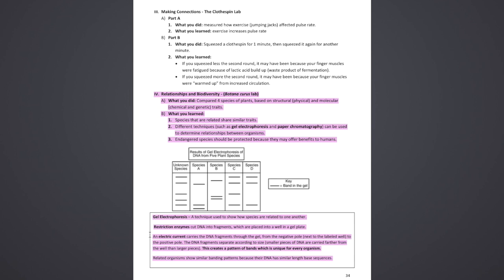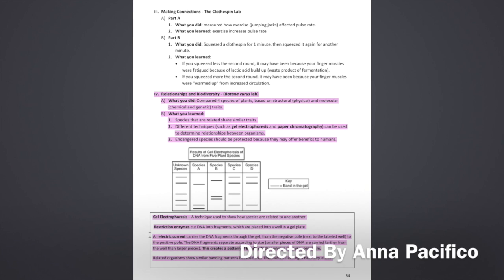Smaller pieces of DNA are carried farther from the well than larger pieces. This creates a pattern of bands which is unique for every organism. Related organisms show similar banding patterns because their DNA has similar length base sequences.